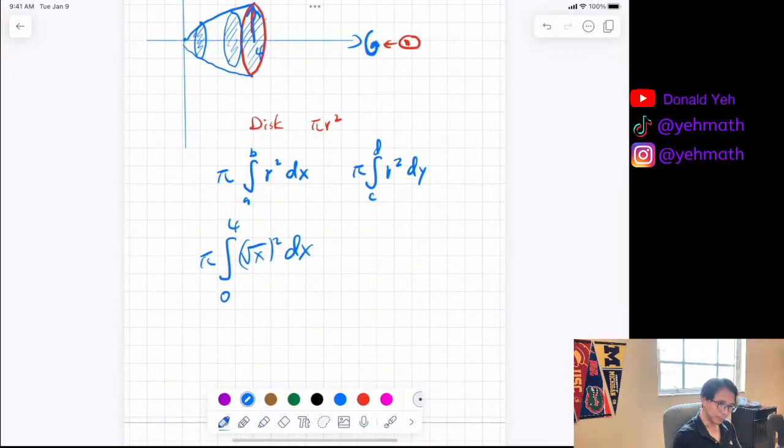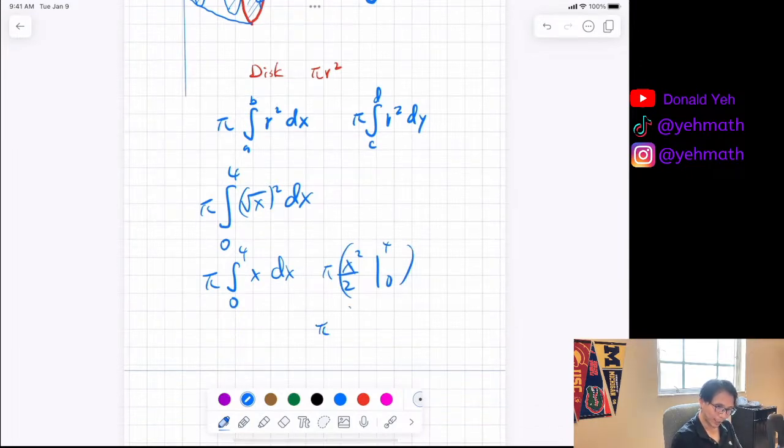And then pi times the integral from 0 to 4 of x dx, which is x squared over 2, evaluated between 4 and 0, times pi. That is equal to 8 pi minus 0. So that's half a football. It's not a full football because it doesn't have the other side.